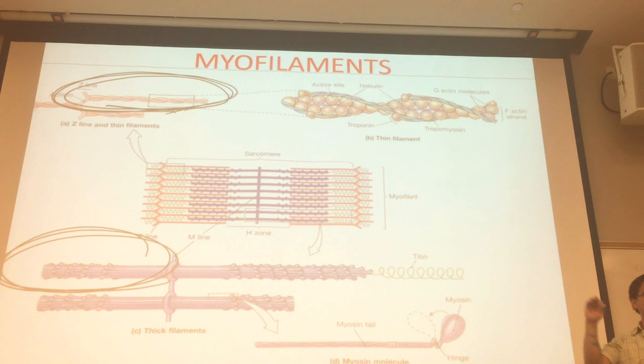The thin filament is actually made up of several different proteins. So if we zoom in on it, we can see there is a whole bunch of little balls, and they're twisting around each other in a helix. And those little globular proteins are the actin proteins. Okay? Now, what other proteins do we have here intertwined with the actin?